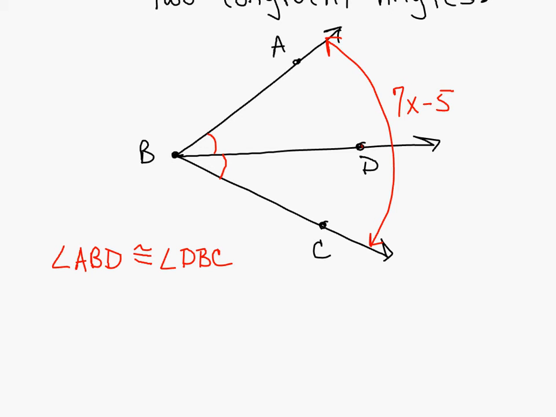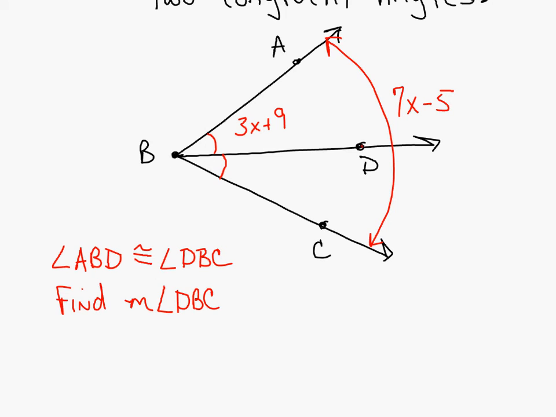And then you're told that angle ABD was equal to 3x plus 9. And you're asked to find the measure of angle DBC. Find the measure of angle DBC. All right, if ABD and DBC are congruent, what could you make this equal to? What can you make DBC equal to?